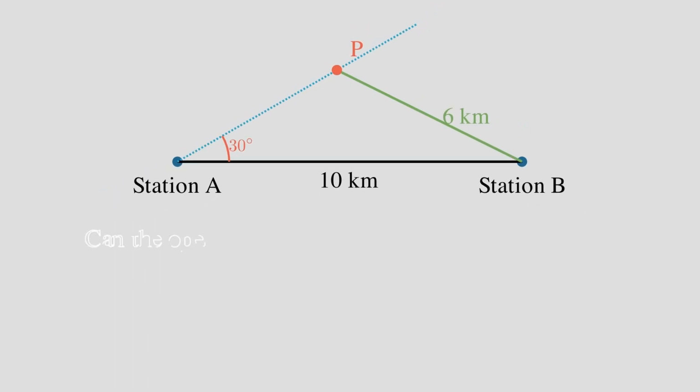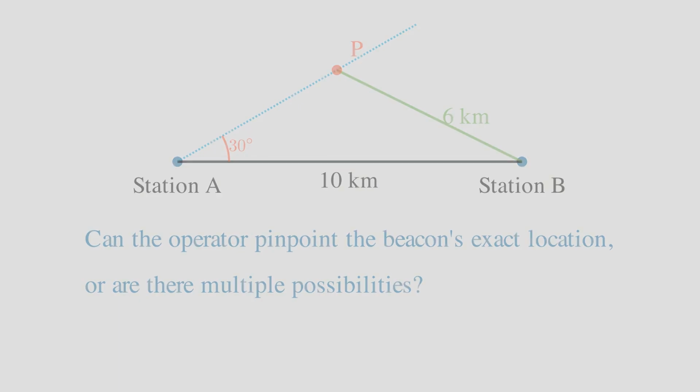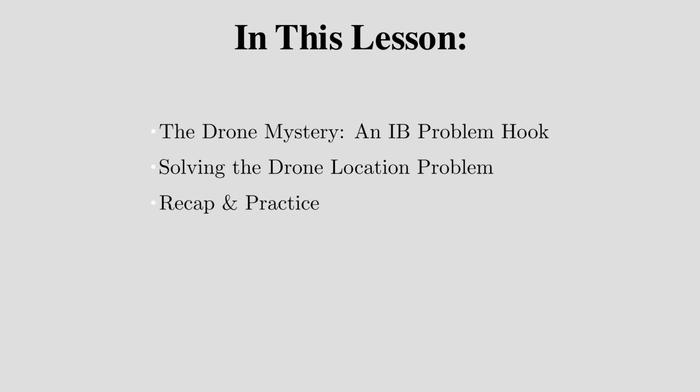Now, here's the mystery. Can the operator pinpoint the beacon's exact location, or are there multiple possibilities? It's a classic IB math scenario where the ambiguous case of the Sine Law comes into play. Over the next few minutes, we'll solve our drone location mystery. So let's get started.